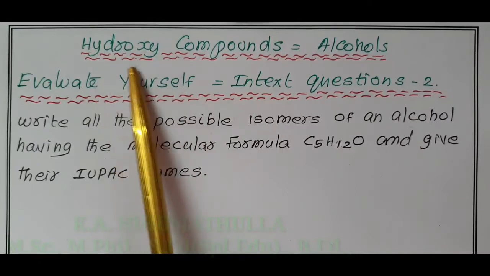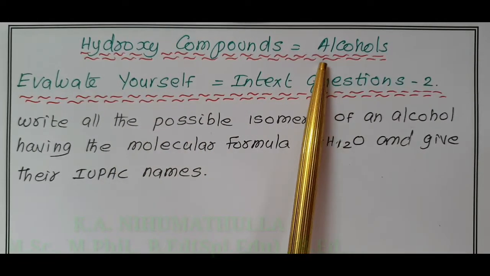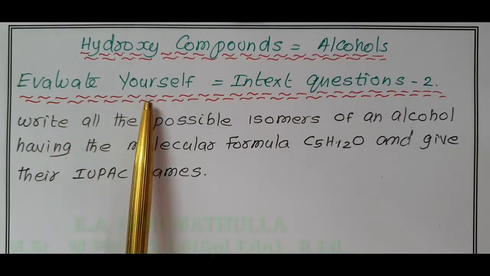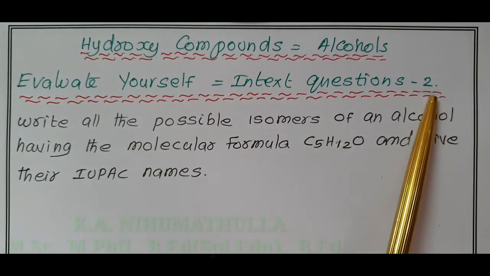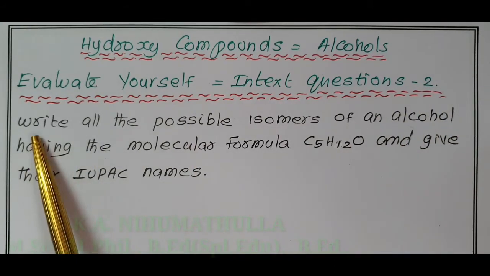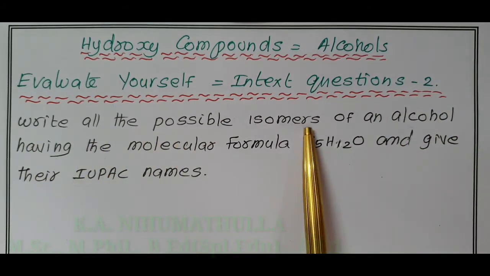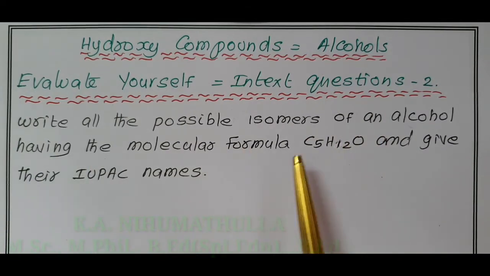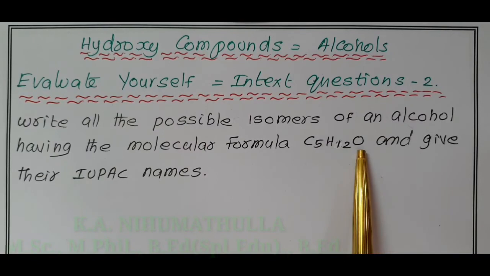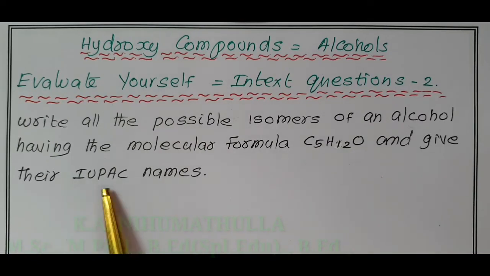This is hydroxy compounds called alcohol. Evaluate yourself, index question 2. In the previous video, we discussed index question 1. Write all the possible isomers of an alcohol having the molecular formula C5H12O and give their IUPAC name.